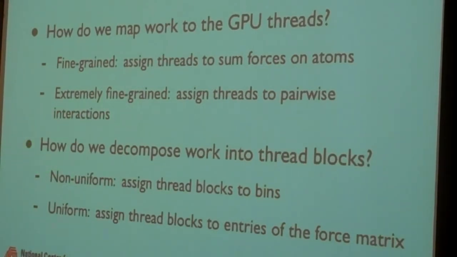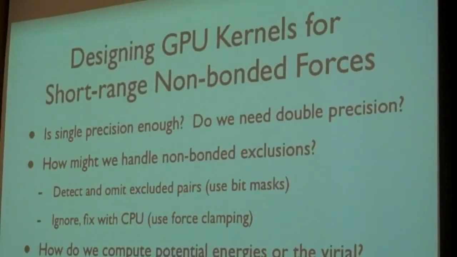A related question is, how do we decompose the work into thread blocks? If we assign thread blocks to the bins that get the atoms in our spatial hashing algorithm, we end up getting a non-uniform work decomposition. We could consider making this decomposition uniform by assigning the thread blocks to, say, entries of the force interaction matrix. Other questions that we need to think about: is single precision enough? Maybe we need double precision. Maybe we need to use the compensated summation technique to sum the forces more accurately.